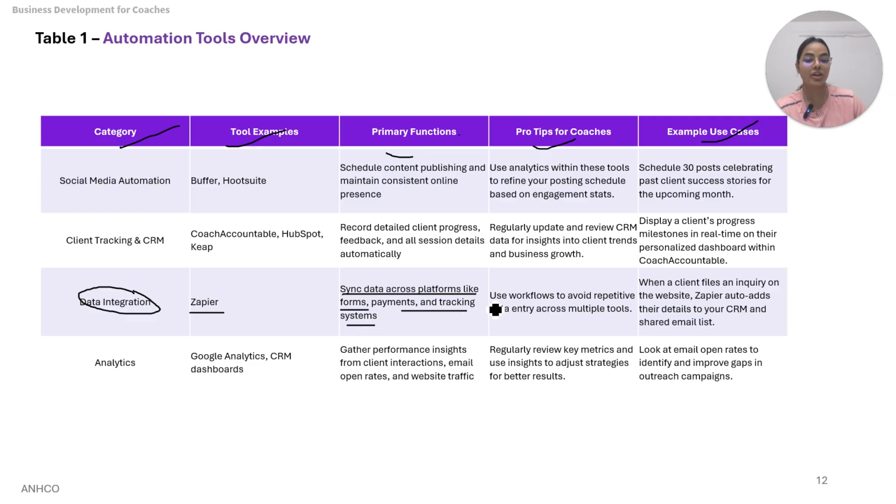Some pro tips: you can use workflows to avoid repetitive data entry across multiple tools. Example use case: when a client files an inquiry on the website, Zapier auto adds their details to your CRM and shared email list. Take a moment to have a look at the rest of the table.